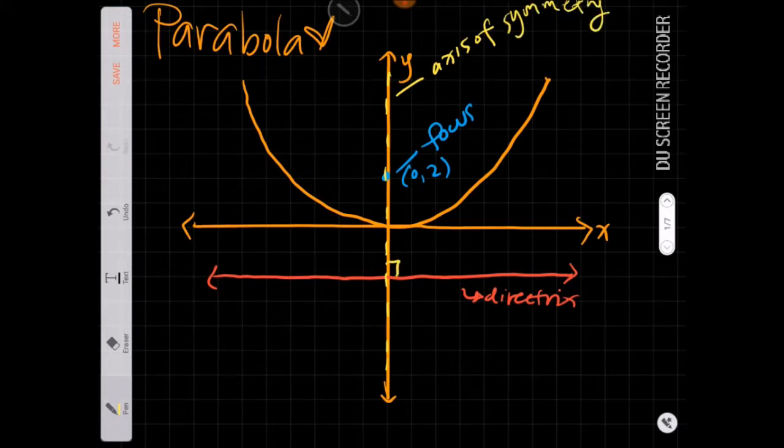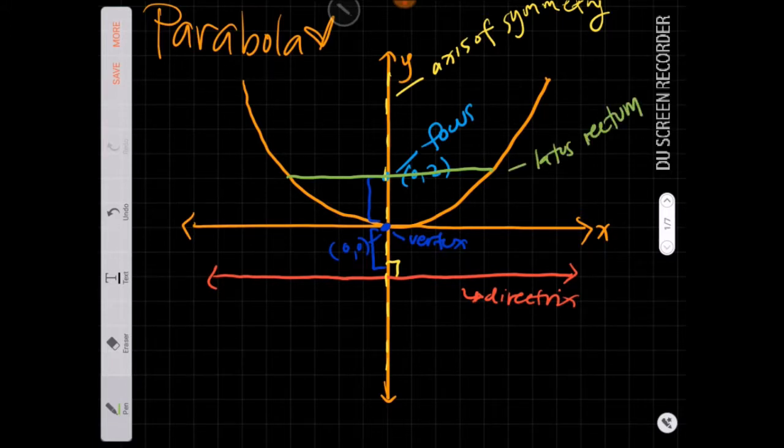Here is your vertex. The vertex is a point along the axis of symmetry, which is exactly midway between the focus and the directrix. Moreover, the distance between the vertex and the focus is equal to the distance between the vertex and the directrix. Now, this line segment that passes through the focus and is perpendicular to the axis of symmetry is called the latus rectum. It has both endpoints on the curve.